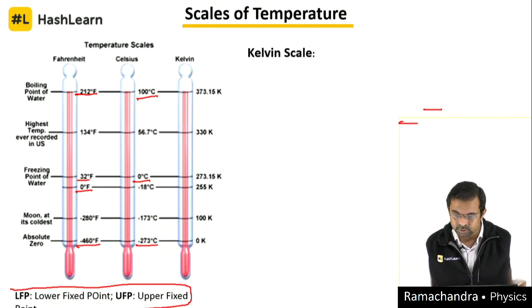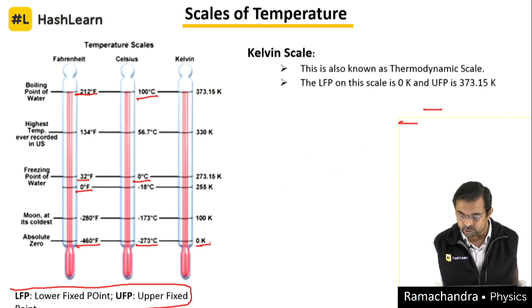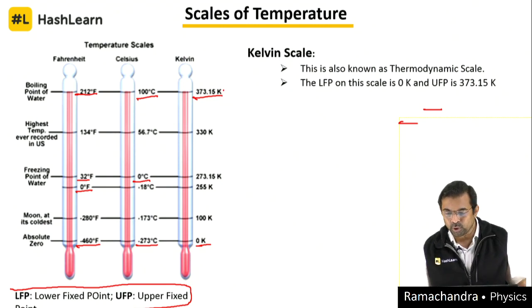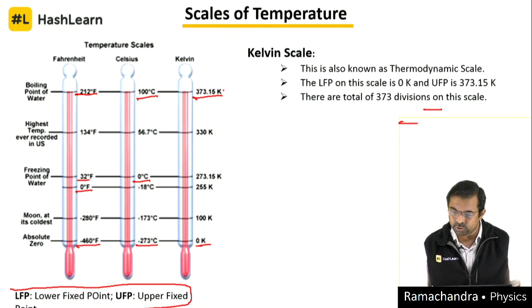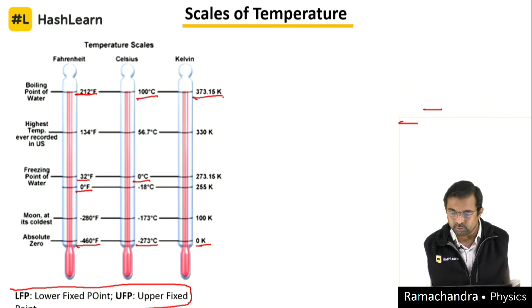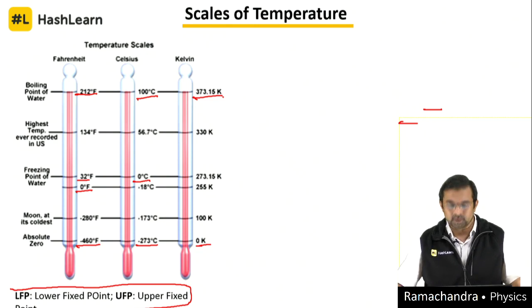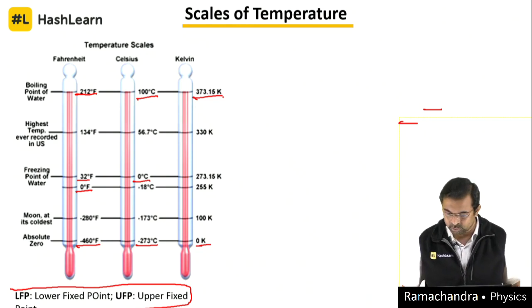So then comes the Kelvin. This is also called the thermodynamic scale. It starts with 0 Kelvin here and goes up to 373.15 Kelvin, which is the boiling point of water. So a total of 373 divisions are there, and each division will read 1 Kelvin. So every graduation has 1 Kelvin of graduation.